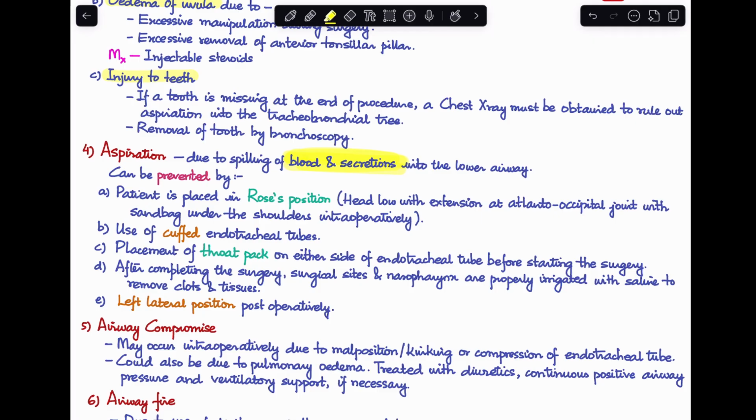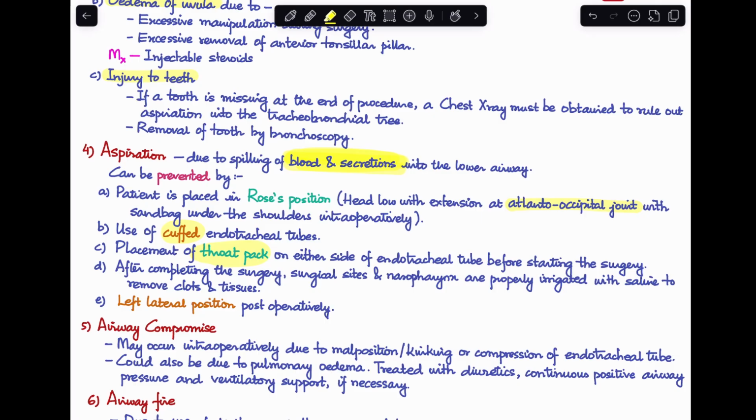First of all, starting right from the position of the patient before you even perform the surgery. The patient is placed in Rose's position, where the head is kept low with an extension at the atlanto-occipital joint. This position will help you in preventing aspiration. Second, the use of cuffed endotracheal tubes. Third is the placement of throat packs on either side of the endotracheal tube before you start the surgery.